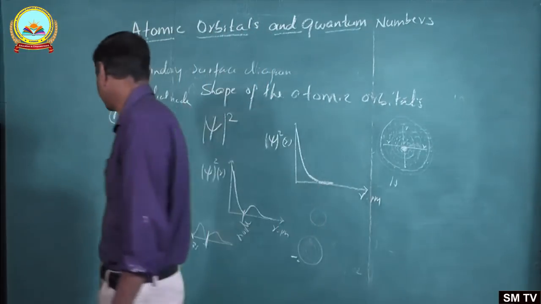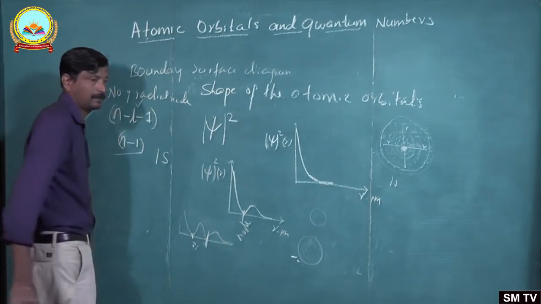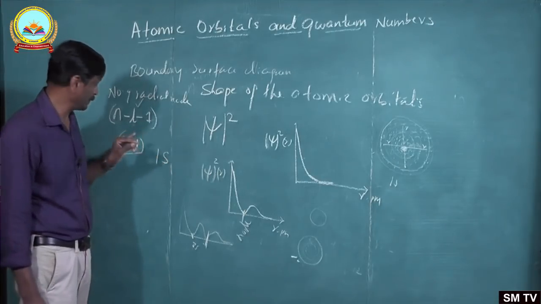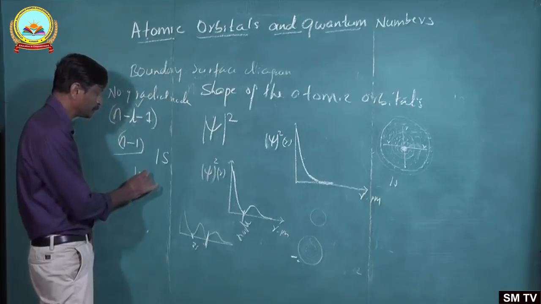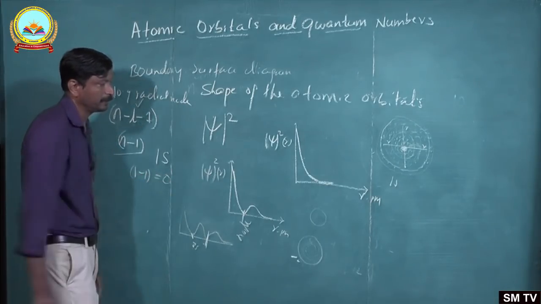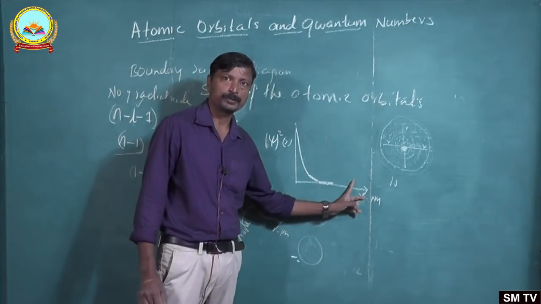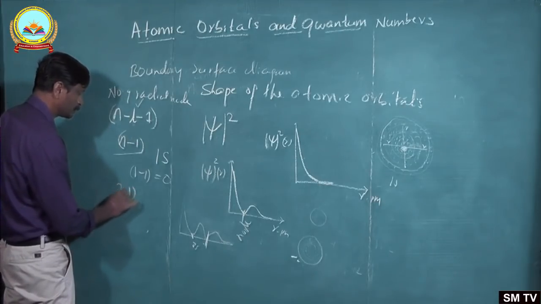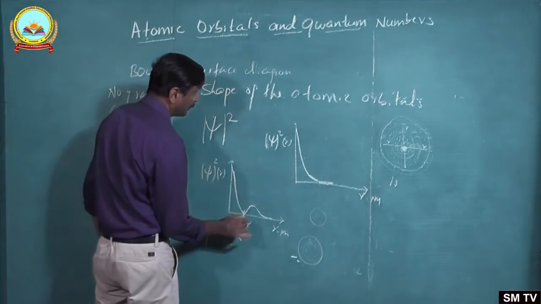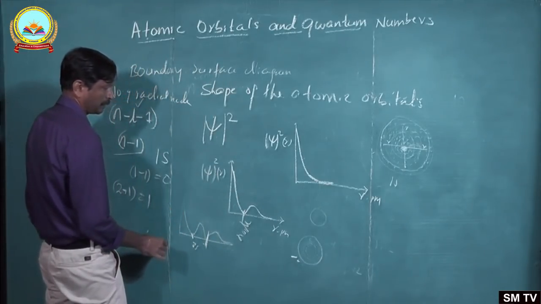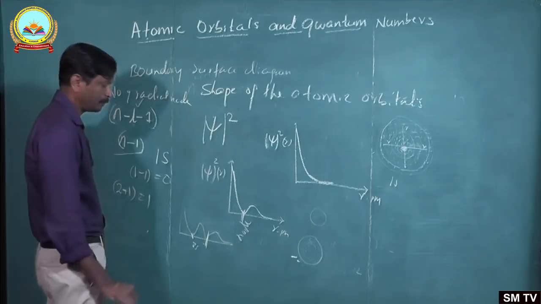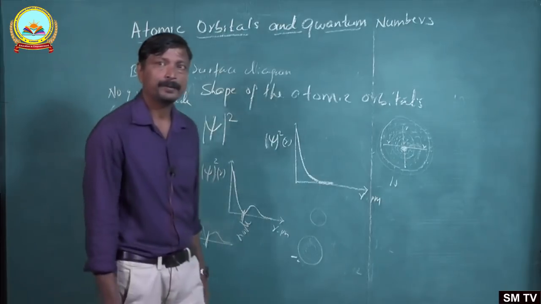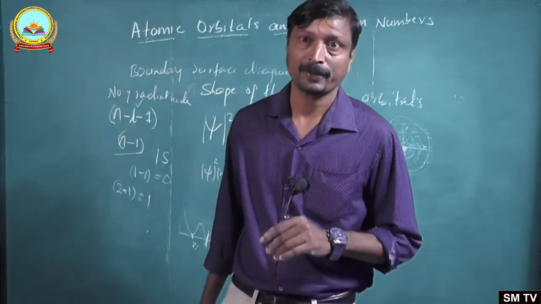For example, suppose you take the 1s orbital. What is the principal quantum number n? Therefore, 1 minus 1 equals 0. So for 1s orbitals there are no nodes, 0. For 2s orbitals, 2 minus 1 is equal to 1. So we can find one node for the 2s orbital. For 3s orbitals, 3 minus 1 equals 2 nodes. Like that, you can find out the number of nodes for each s orbital.